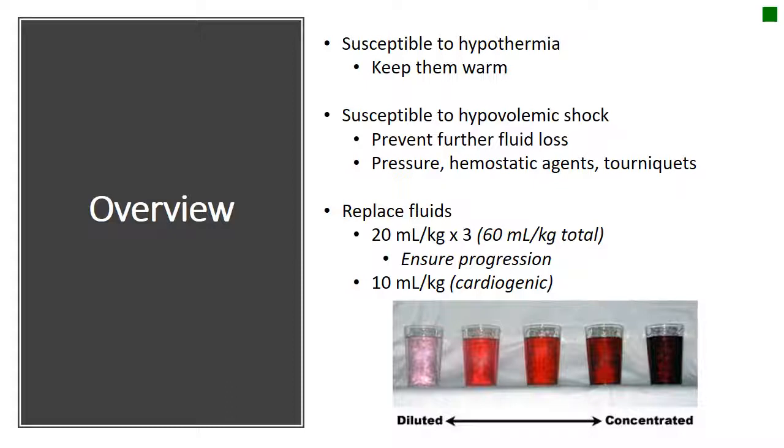So we need to prevent further fluid loss, say in an instance of hemorrhagic shock, by doing direct pressure, wraps, using hemostatic agents, and as the last resort, tourniquets on these little kids. Most of the time, these little kids' muscles or tissues are soft, so pressure will work on them. They don't have really big limbs, so direct pressure and pressure wraps with those hemostatic agents will work. And then ultimately replace fluids with that ALS treatment. So they're going to do 20 milliliters per kilo, and you can repeat that 3 times for a total of 60 milliliters per kilo for these kids.